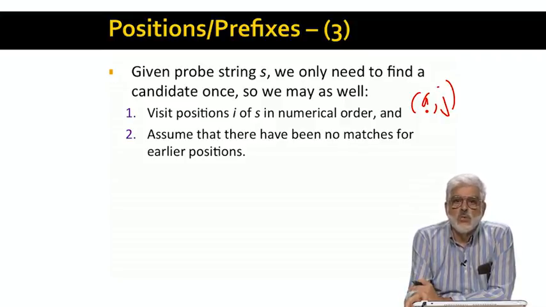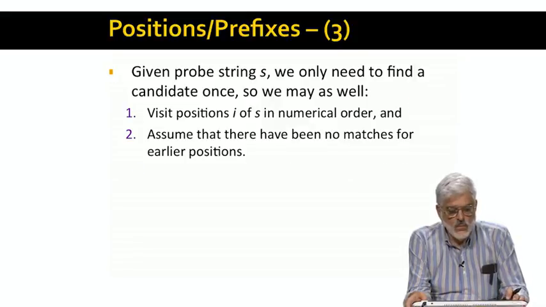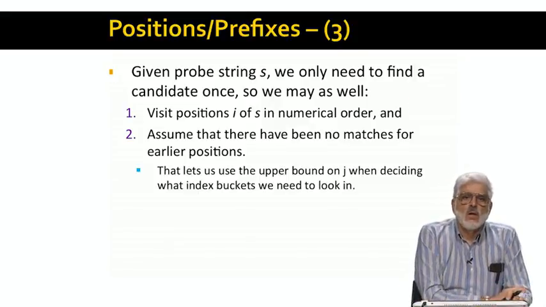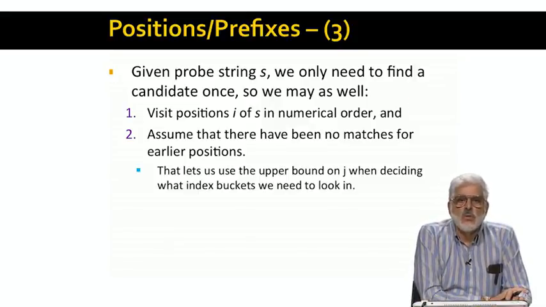When we decide which buckets to look in, we can assume that none of the earlier positions of S, that is, the positions less than i, have matched anything in the candidate string T. If this assumption is wrong, then T is already a candidate, so we don't need to worry about missing T for this value of position i. That assumption lets us use the upper bound on j that we derived two slides previous.